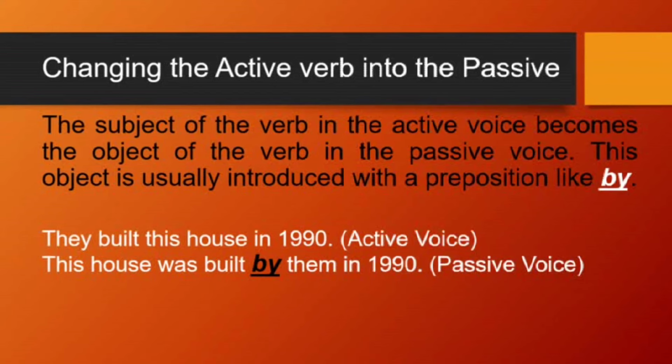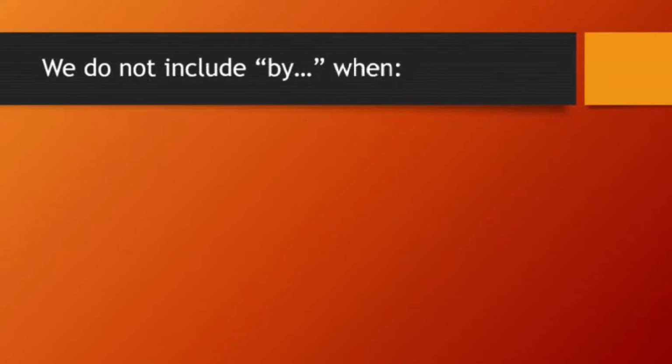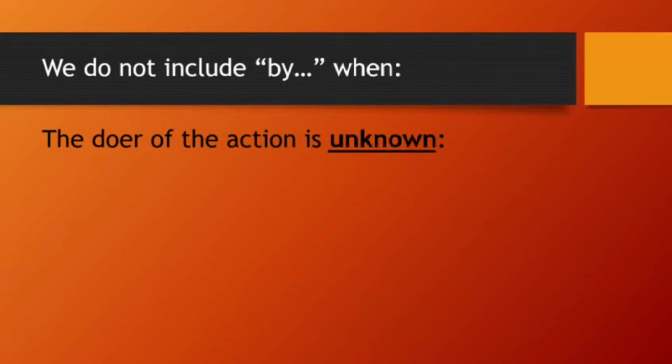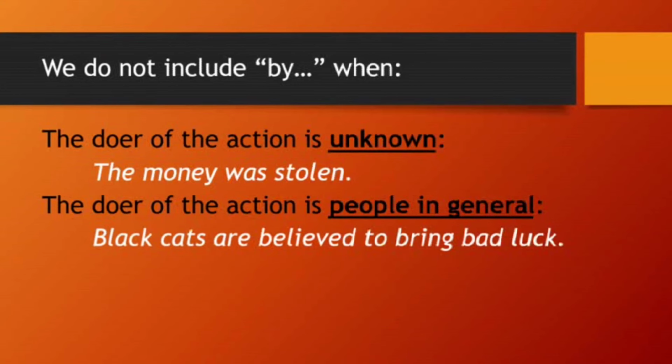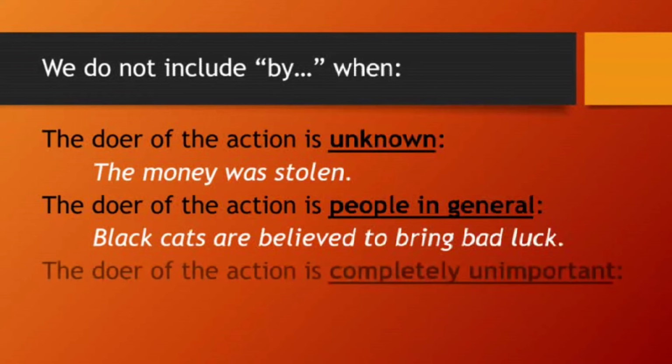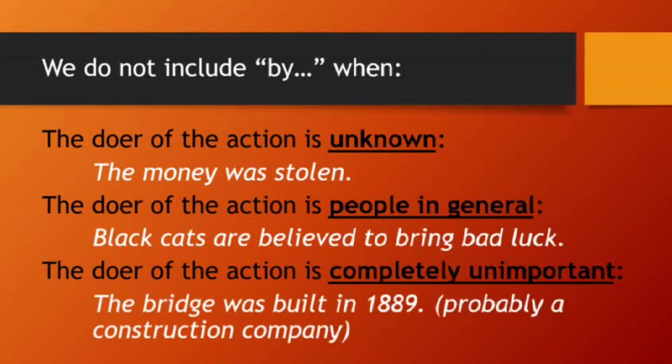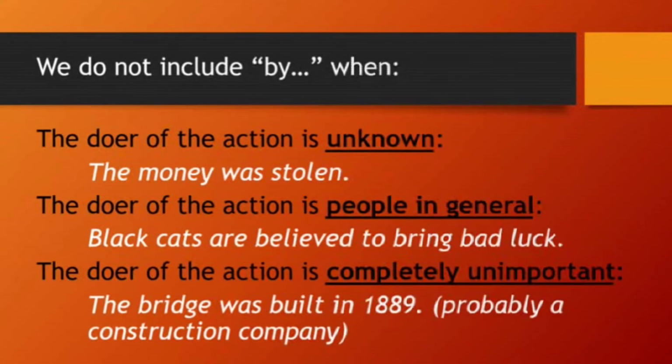But take note that not all passive sentences have the preposition by. We do not include by when the doer of the action is unknown. For example, the money was stolen. Or when the doer of the action is people in general. For example, black cats are believed to bring bad luck. Or when the doer of the action is completely unimportant. For example, the bridge was built in 1889. It's probably a construction company.